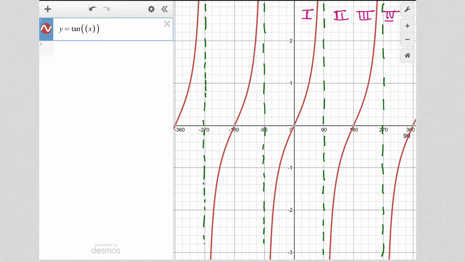This is again further proof that 0 to 90 is in fact quadrant 4, right? Because negative 0 to negative 90 is quadrant 4, right? We're going backwards. But I'm not going to worry about that for right now.